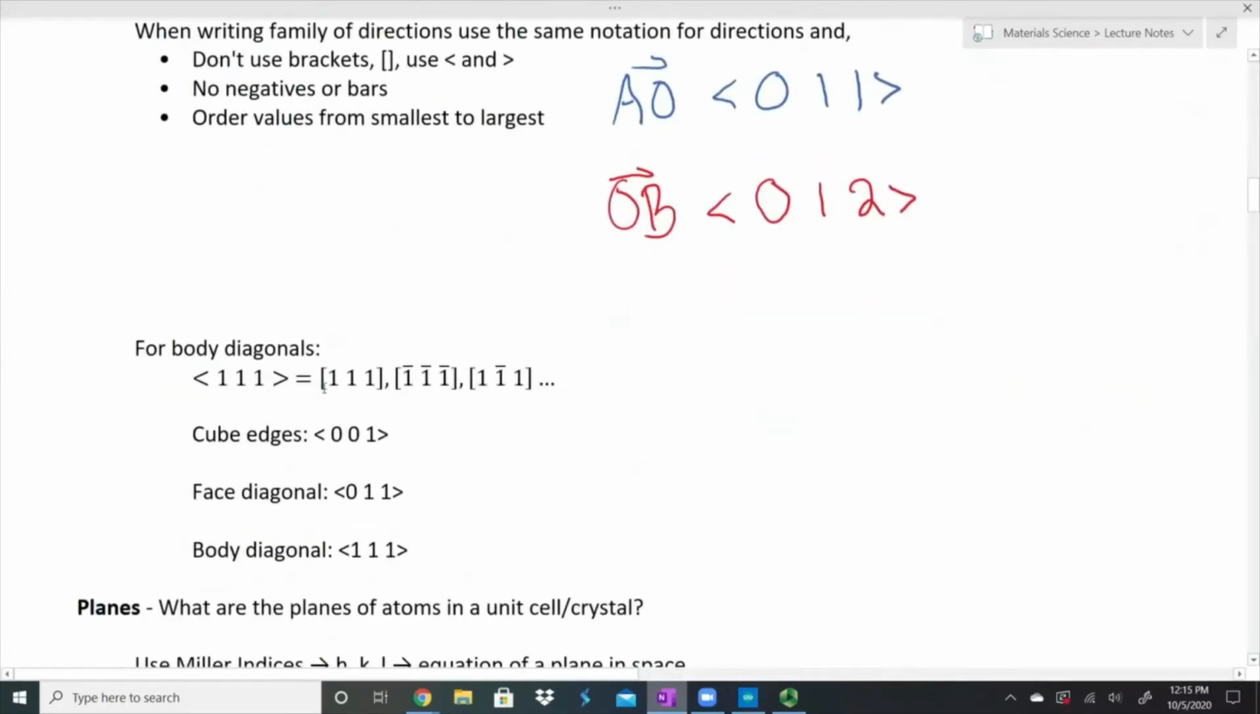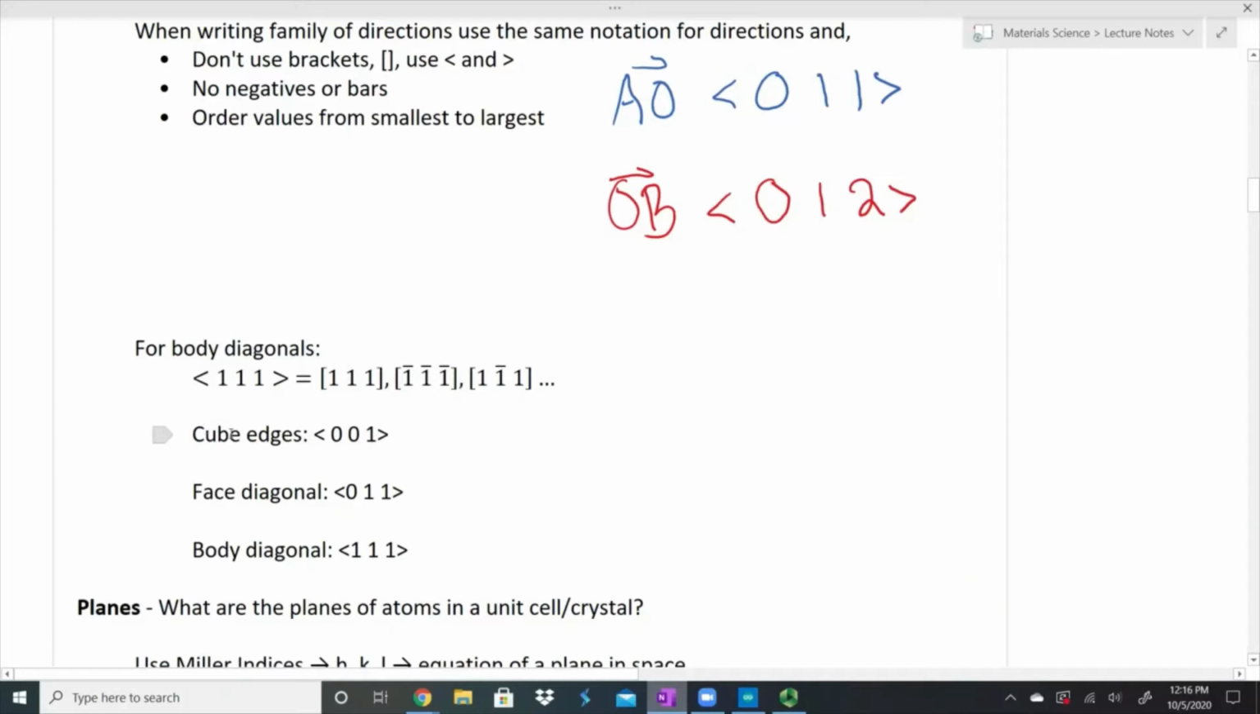The family of directions would just be called a 1, 1, 1. It goes in one direction, one more in another, one more in the last direction. That would be the family. The specific direction, depending on which one I'm looking at, possibly we'd be talking about negative signs, but the family doesn't care about negative signs. What's important here is these three things here.